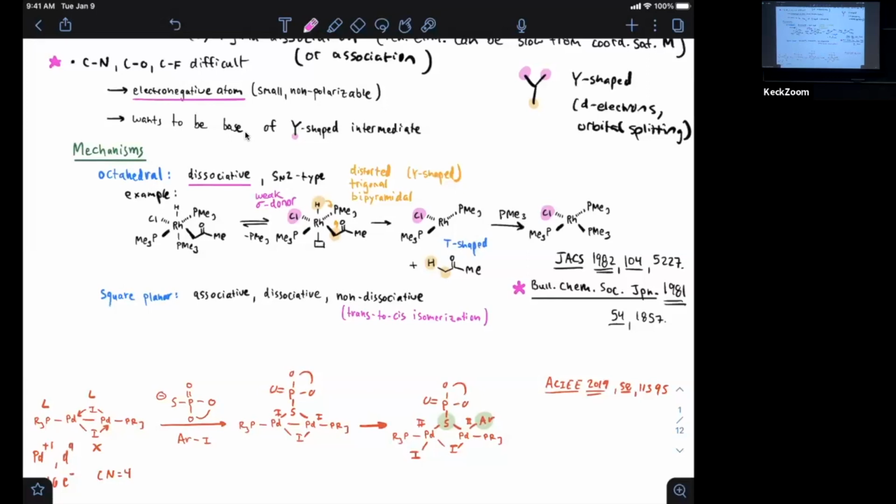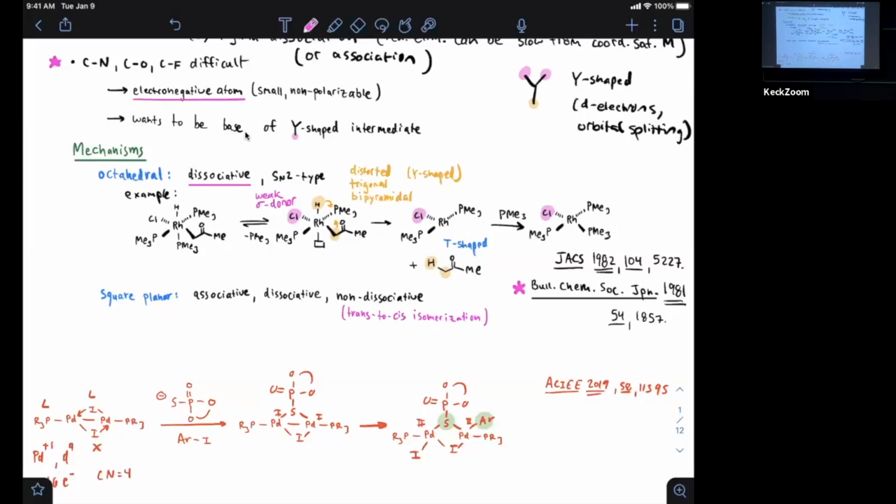And there are a couple reasons for that. One is that one of the atoms involved in reductive elimination is highly electronegative, small, and non-polarizable. So remember that reductive elimination is all about orbital overlap. And when one of the groups involved in reductive elimination does not have diffuse orbitals, but holds the electrons very tightly, then it's hard to get productive orbital overlap in the reductive elimination transition state.